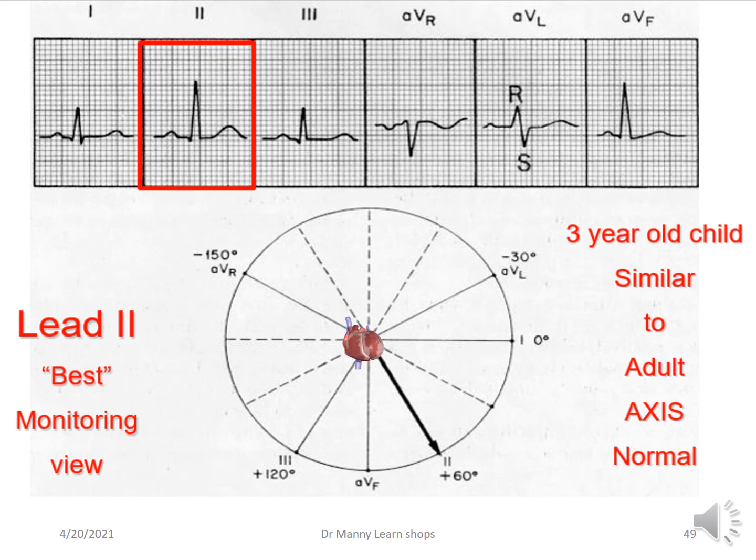If we look at the ECG then, lead 2 is in the middle. So therefore it will probably be the best lead for monitoring because it's the most positive, you can see it more easily. And as I said, the 3-year-old child is similar, not exactly, but similar to an adult in relation to the electrical axis. So it's typically going to be from 0 to about 90 degrees. And lead 2 is somewhere in between that.